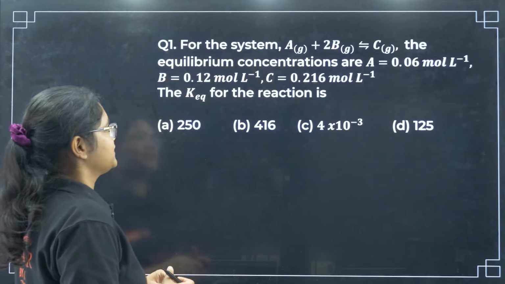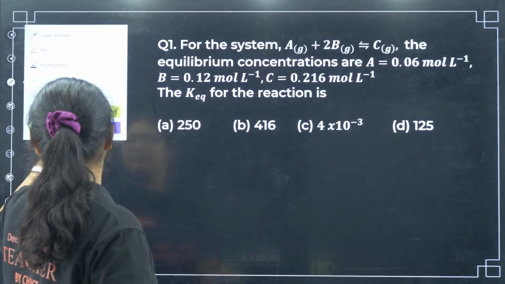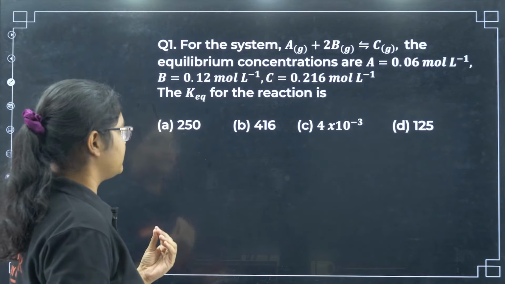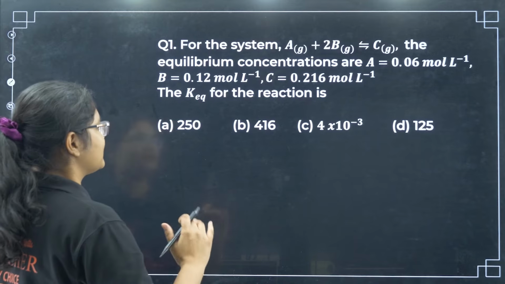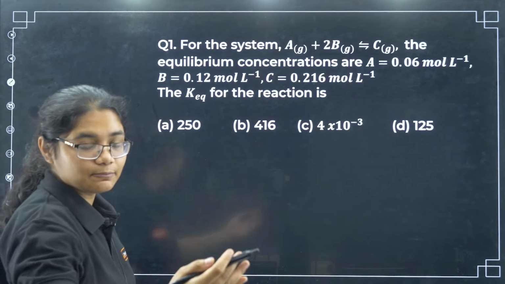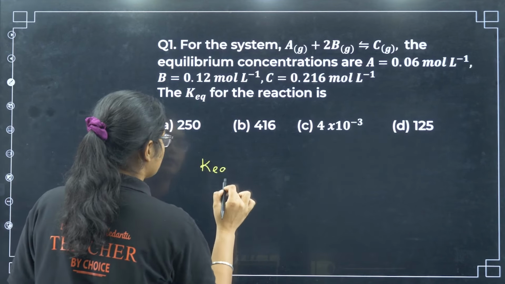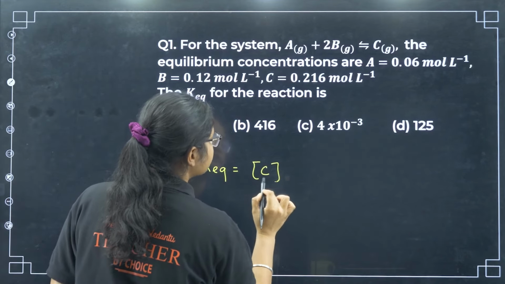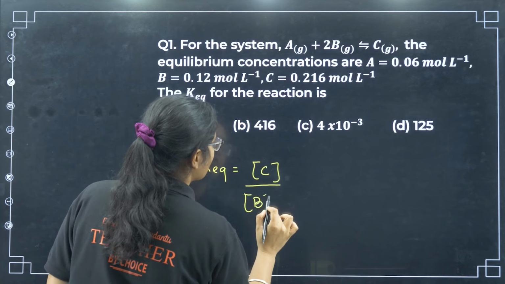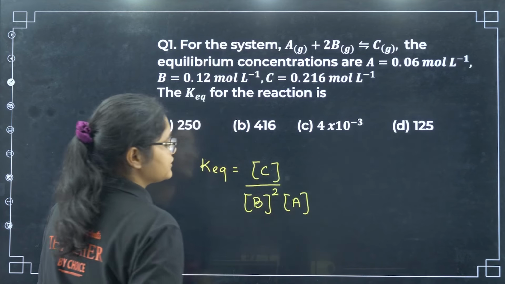Going to the first question here, for the system A plus 2B gives you C, the equilibrium concentrations are given. Find the K equilibrium for the reaction. So if you see this reaction, the K equilibrium is what? Products by reactant concentration, right? So I can write K equilibrium is equal to concentration of C divided by concentration of B to the power of 2 divided by concentration of A.